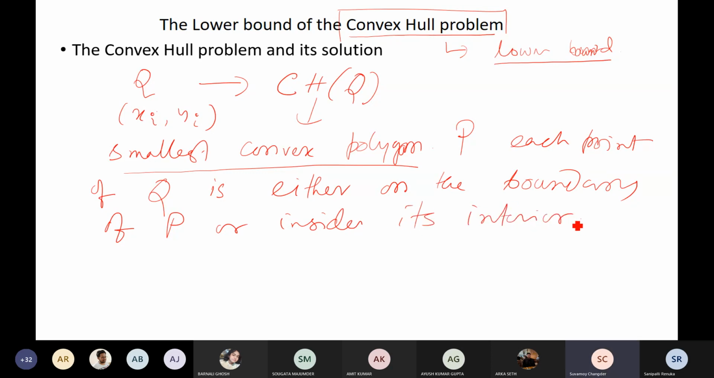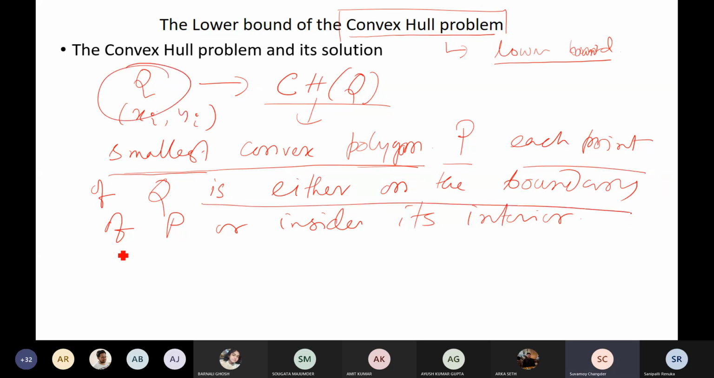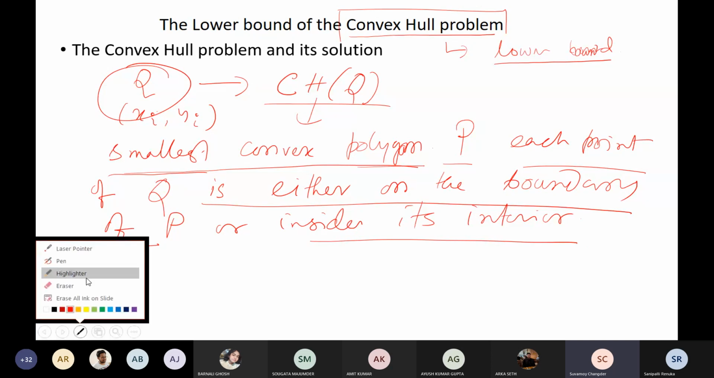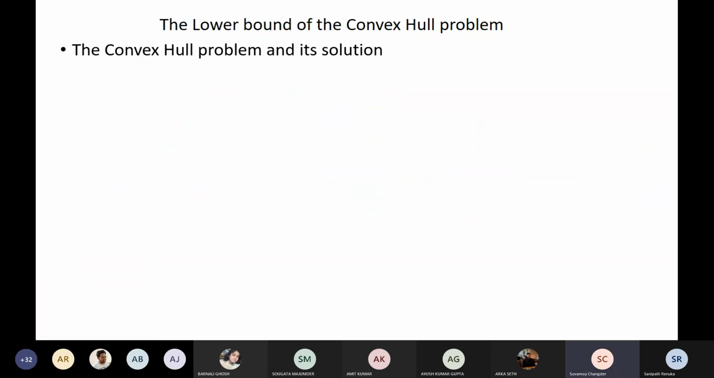Okay. So what is a convex hull? Convex hull is the smallest convex polygon P where each point of Q is either on the boundary of P or inside its interior. Let us go for one example. Let we are having some points like this. So how to find the convex hull of a set of points?